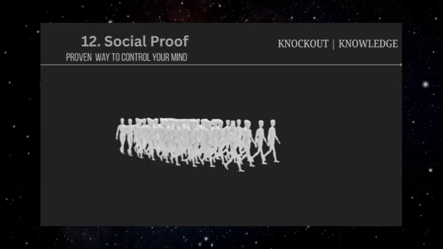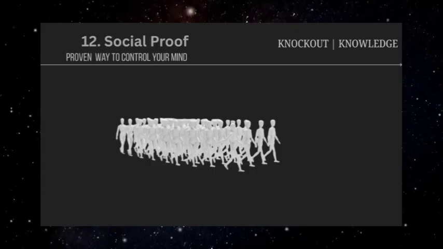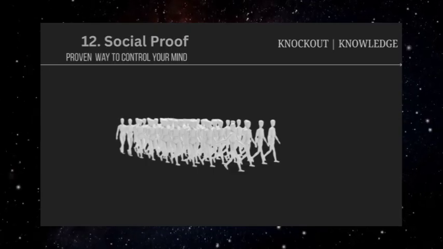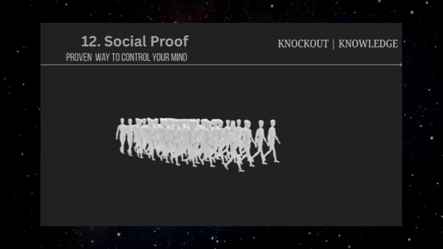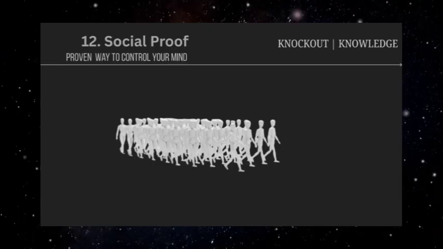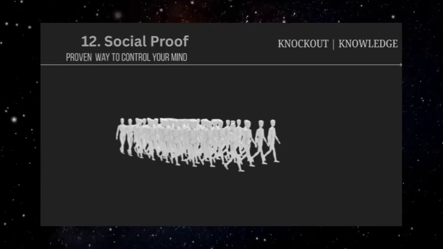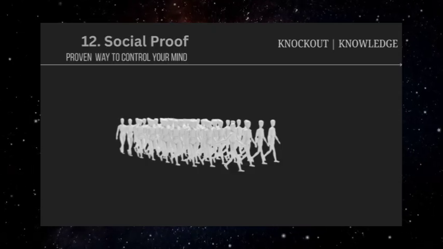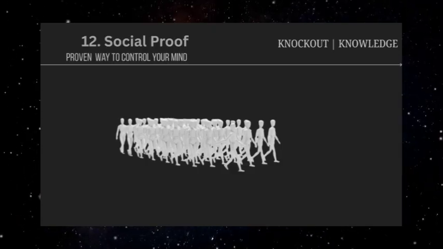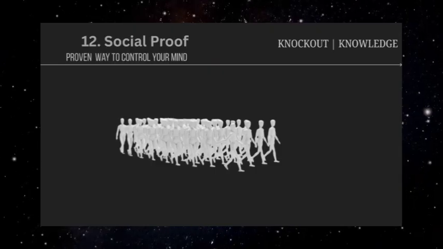12. Social proof. Suggest everyone else is already doing it. Social proof is a psychological principle that makes us more likely to take an action when we believe others, especially people similar to us, are already taking that same action. This tendency evolved as a useful shortcut for decision making. If everyone else is doing something, it's often safe and beneficial to follow along.